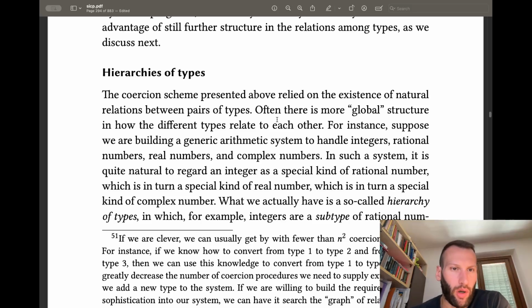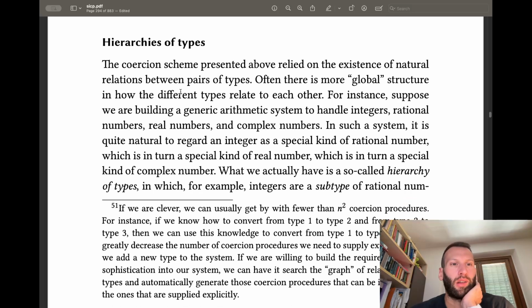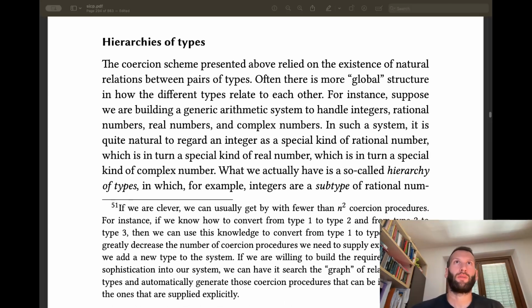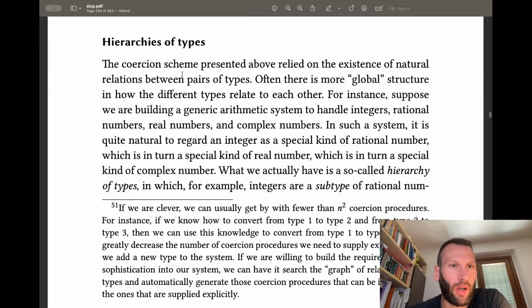Okay, so we have coercion, but we can also have hierarchies of types. Let me see. I don't want mispronounced words. Hierarchies of types.